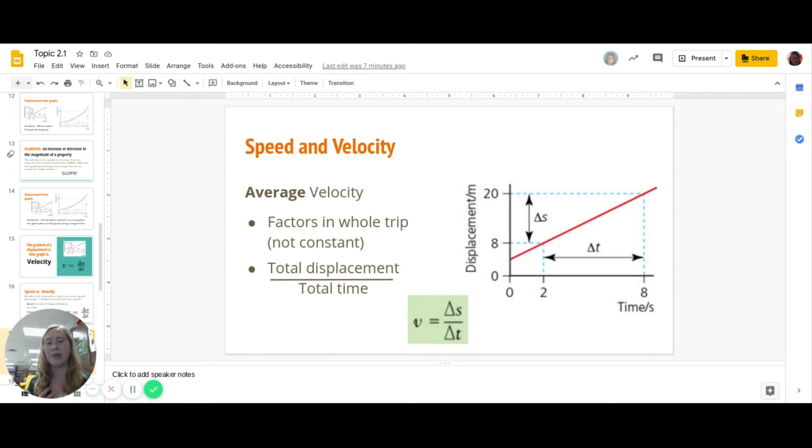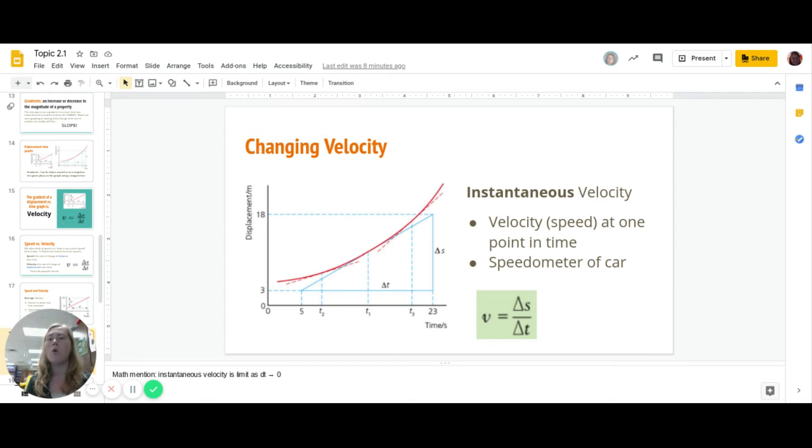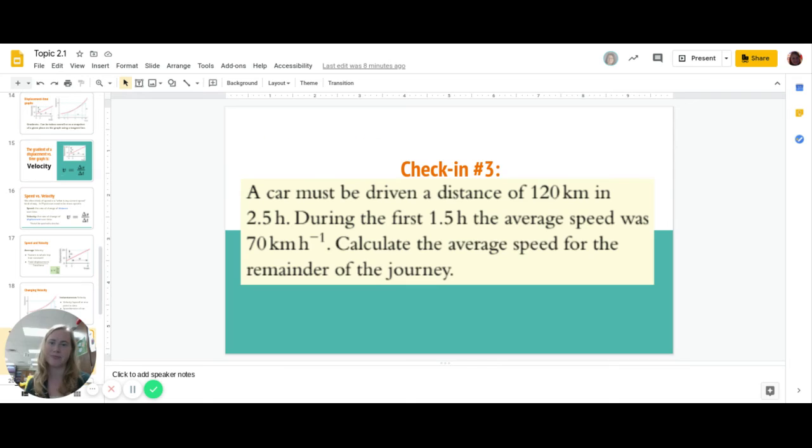Now, you can calculate average speed, which factors in the whole trip, your total displacement over your total time. Or you could do your instant speed, or instant velocity, by taking a tangent line and finding the slope of your tangent line. This is what your speedometer in your car does. Do a check-in, see if you can answer this question, pause. The correct answer should have been that you needed to go 15 kilometers hours to the -1.